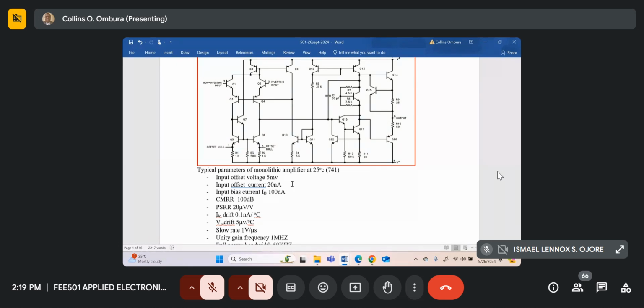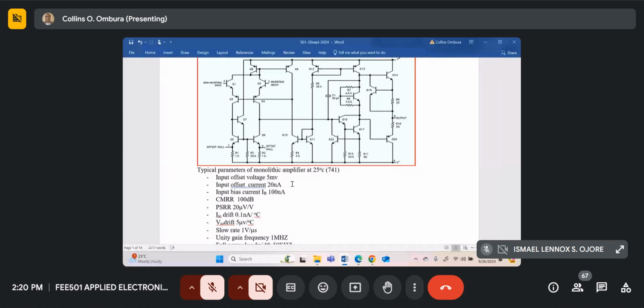And there's a common mode rejection ratio, which should be as high as possible. So if you've got 2 inputs of some magnitude, if you feed them to the 2 inputs, ideally the output should be 0 for common mode signals. That's a rejection ratio of infinity, but in practice, we get a ratio of about 100 dB. Then we have the power supply rejection ratio, typically of about 20 microvolts per volt.